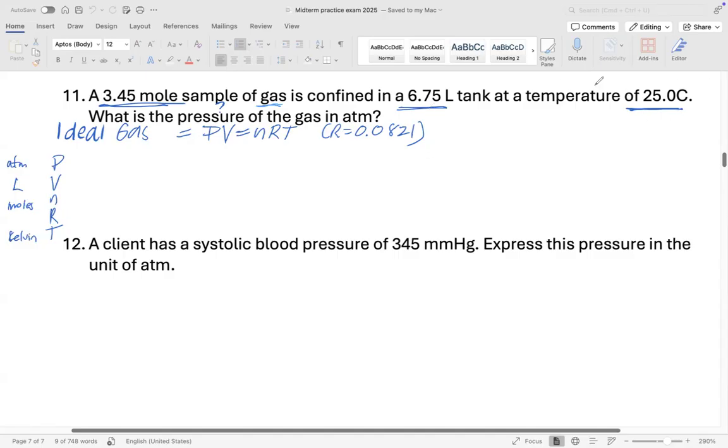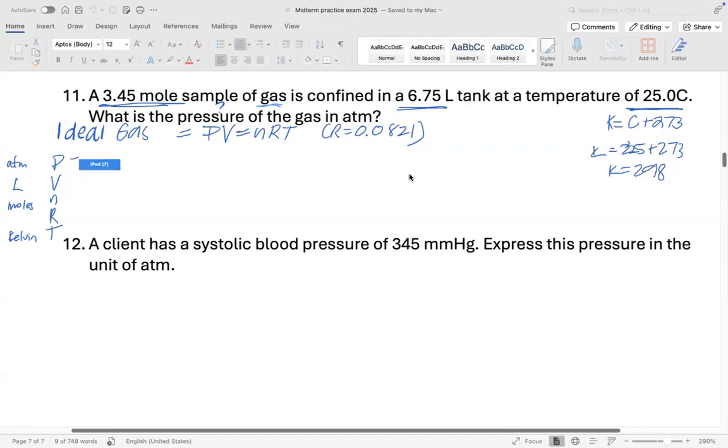The one unit that you're going to have to watch out for is the temperature. It's going to give it to you in Celsius, and you have to put it in Kelvin for it to work for this formula. So we're going to do temperature in a few practice problems, but just a refresher that Kelvin, K, equals Celsius, C, plus 273. So 25 plus 273 equals 298. All right. So that is going to be the one thing you have to change.